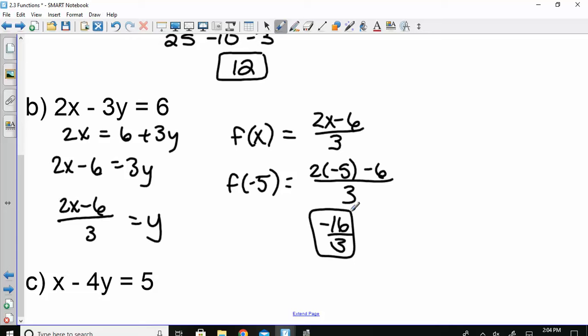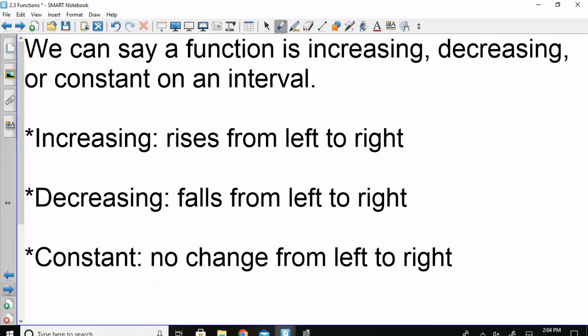So, one last thing I want to talk about, okay? The last piece we need to go over with function is what it means for increasing, decreasing, and constant. The key to all these, you have to go left to right, okay? So, just like reading a book. Increasing is a graph that rises from left to right. So you have to be careful.